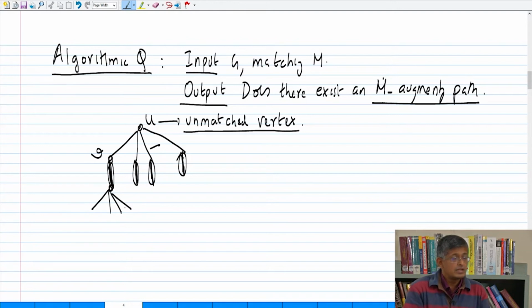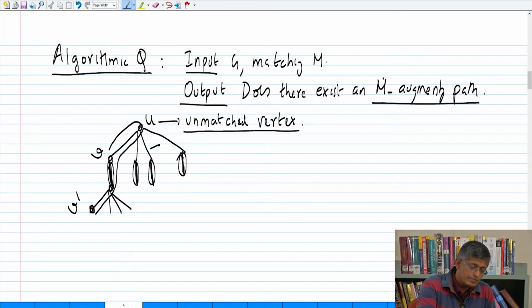Now there are only two possibilities. You look at this vertex. Let us call this V prime. Either it is unmatched, that is, it's not matched by any edge in the matching, in which case this path is an M augmenting path. Otherwise, it will turn out that this vertex is matched.